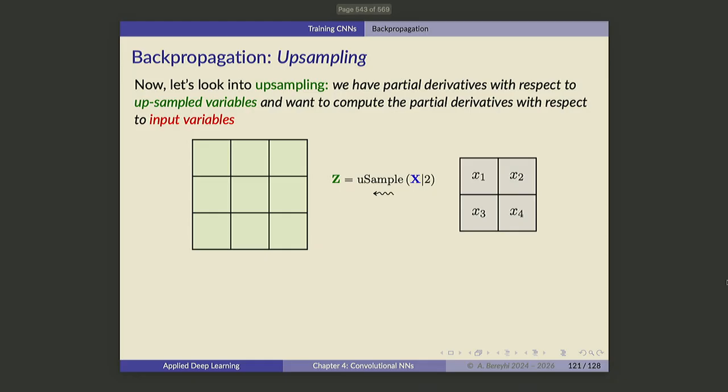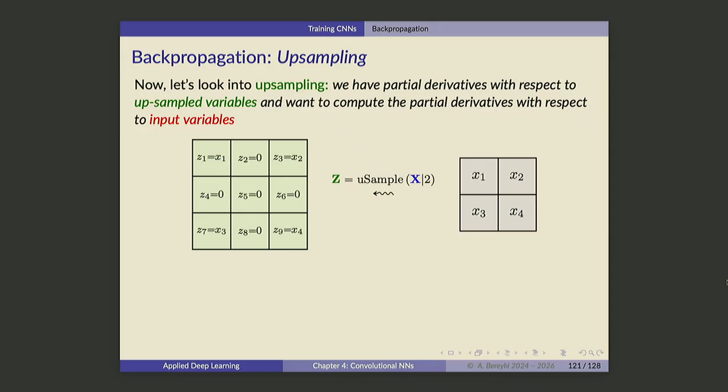So now let's think about upsampling. If I do upsampling, I get x1, x2, x3, and x4, and I'm going to put them in the corners. I'm going to have these x's on the corners, and anything in between is going to be 0. This is when I do upsampling with factor 2. And you expect that the backward pass would be downsampling, right?